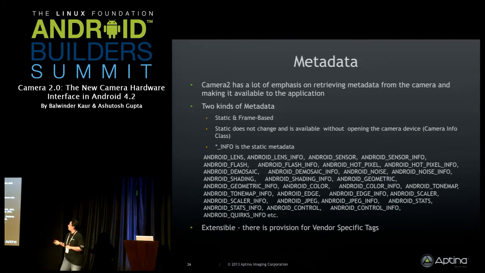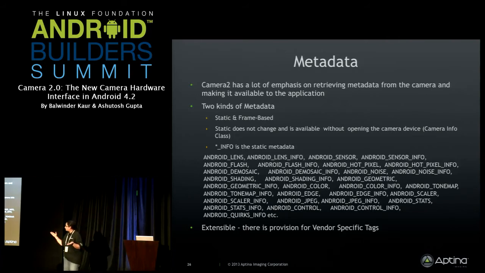Metadata. There's two kinds of metadata, static and frame-based. If you open up the file, I have all the links at the end in a couple of slides. It has the path to where you can open up the file and actually see. It has a whole list of tags. The ones that are marked with underscore info are the static ones. The ones that don't have it, you'll typically find like android.flash and android.flash.info. The others are frame-based. So for this frame, when it was taken, what was the flash setting? And it comes bundled back with the frame information.